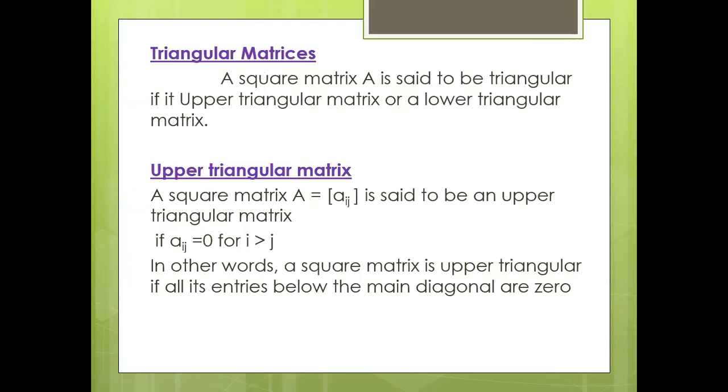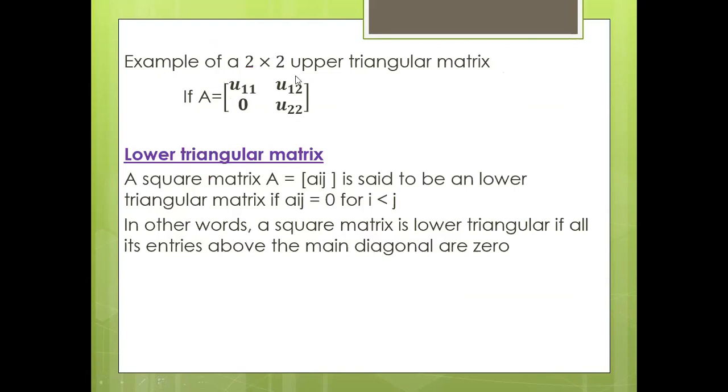And triangular matrix. A square matrix A is said to be triangular if it is an upper triangular matrix or a lower triangular matrix. What is upper triangular matrix? A square matrix capital A equal to Aij is said to be an upper triangular matrix if Aij equal to 0 when i greater than j. In other words, a square matrix is upper triangular if all its entries below the main diagonal are 0. These are the examples of upper triangular. It includes the main diagonal and upper diagonal. Only the lower part is 0.